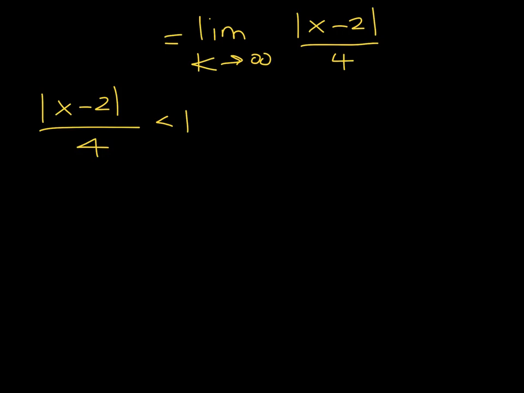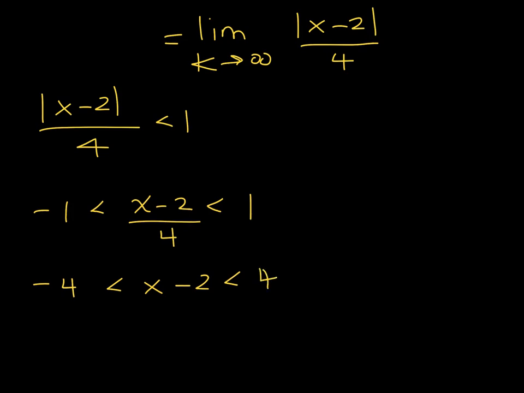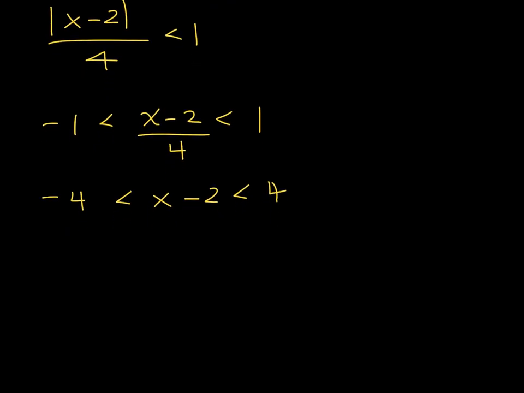In order to solve this for x, we write this absolute value inequality as a double inequality. We're going to multiply everything by 4, and then we're going to add 2 to everything. When we add 2, we get the interval of convergence, between -2 and 6. So far we know that the interval of convergence is from -2 to 6.